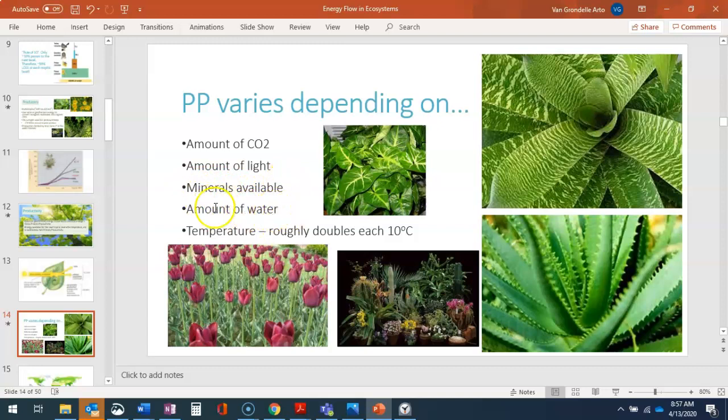Amount of water always is a limiting factor, huge factor, huge. And temperature, so those are climate, those are massive abiotic factors, and they affect biomes, what kind of biomes we have.